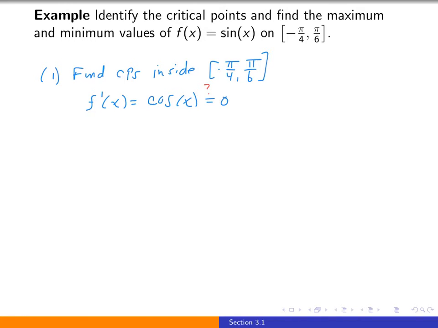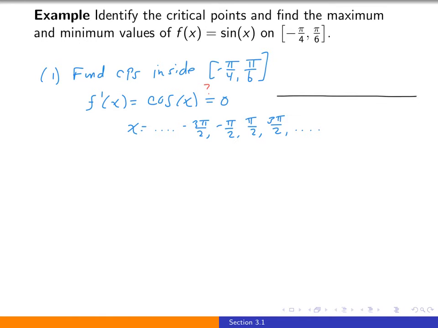And cosine is equal to 0 when we are at pi over 2, and then plus or minus any multiple of pi. So infinitely many points, so we think dot dot dot, there's kind of the minus 3 pi over 2, minus pi over 2, pi over 2, 3 pi over 2, and so on. And what we have to do is pick any of those points inside our interval. But it turns out in this case, none of those points are inside our interval.